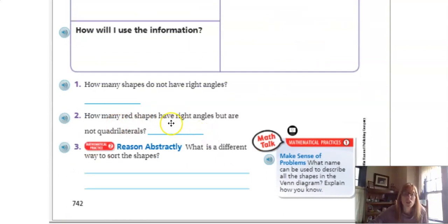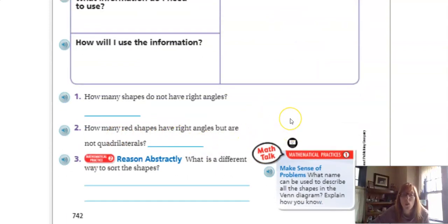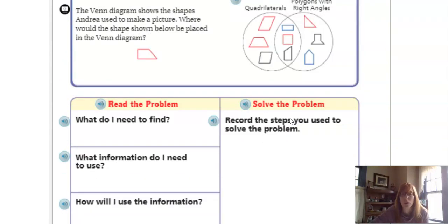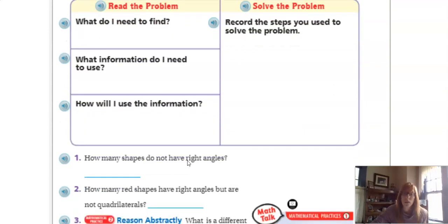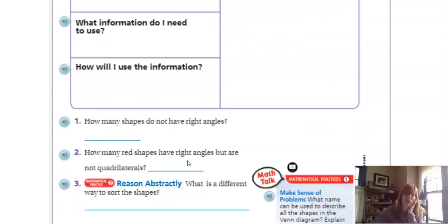How many red shapes have right angles but are not quadrilaterals? So we go up here and we want to know how many have right angles but are not quadrilaterals. Well, this has 4 sides, so it's a quadrilateral. This has 4 sides, so it's a quadrilateral. It has 4 sides, it's a quadrilateral. So we go over to this red shape. It is not a quadrilateral, so it falls into that category. It has a right angle right here in this corner, but it is a triangle, and it is a right triangle.